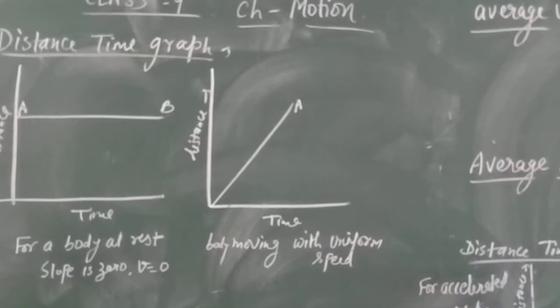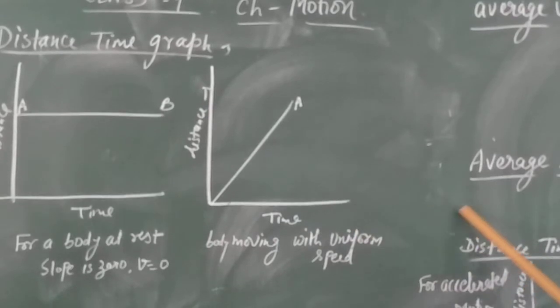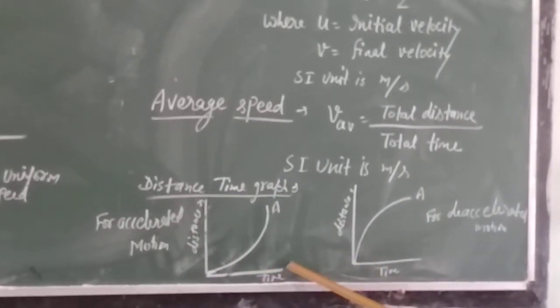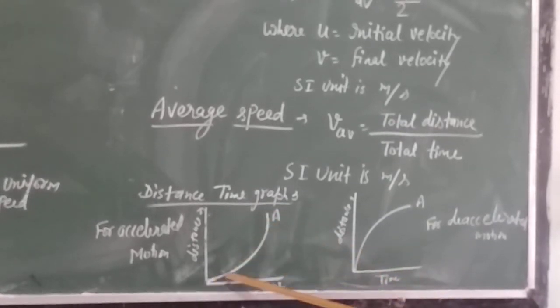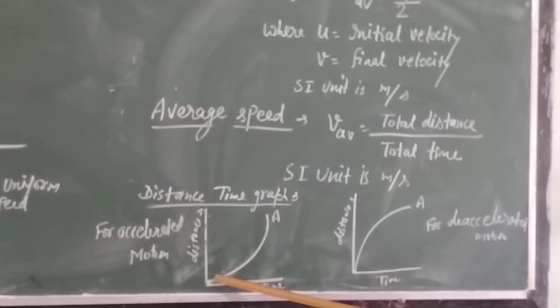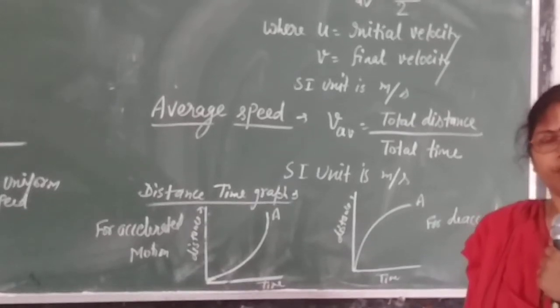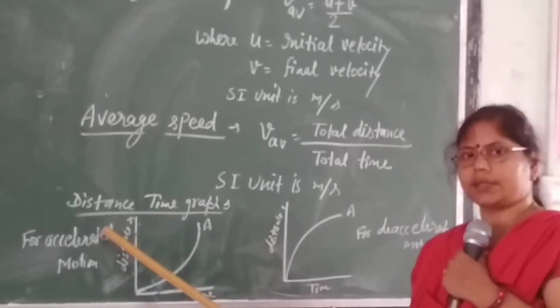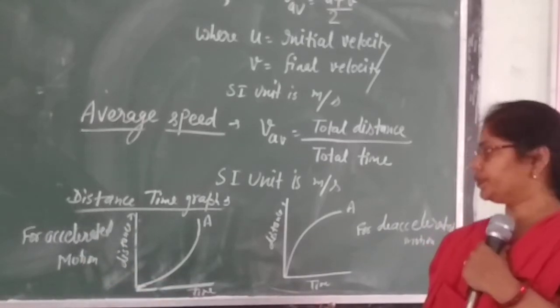Again, the distance time graph for a uniformly accelerated motion is like this. Distance is along the y-axis, time is along the x-axis. The graph is not a straight line, it is a curve but in an increasing direction. This increasing direction represents that velocity increases with respect to time. Then this motion is known as accelerated motion. This graph represents accelerated motion.